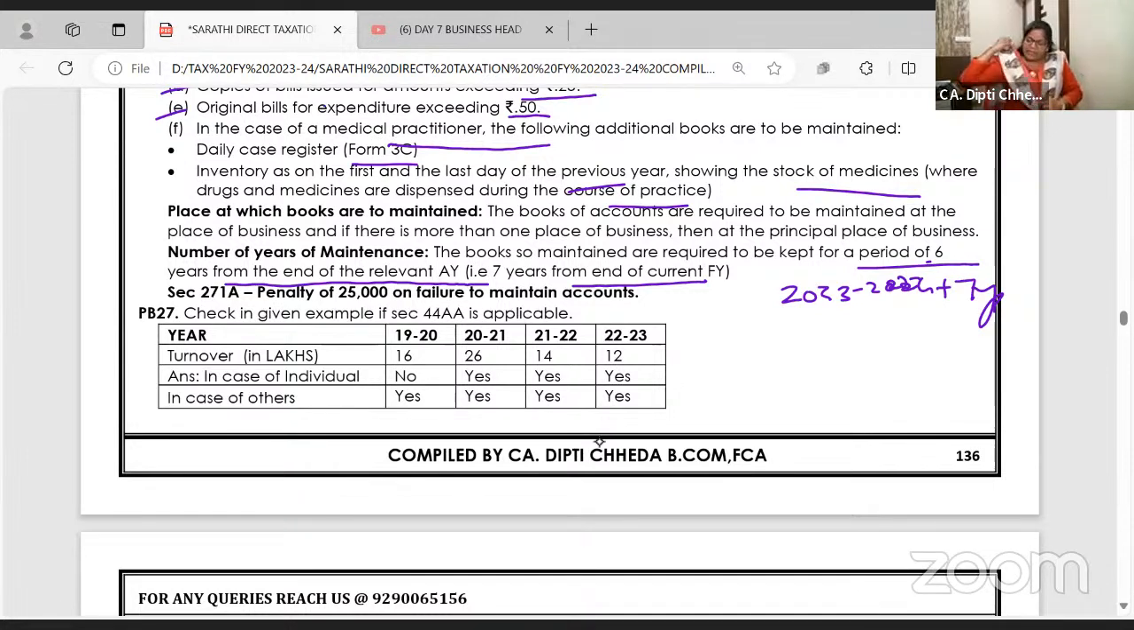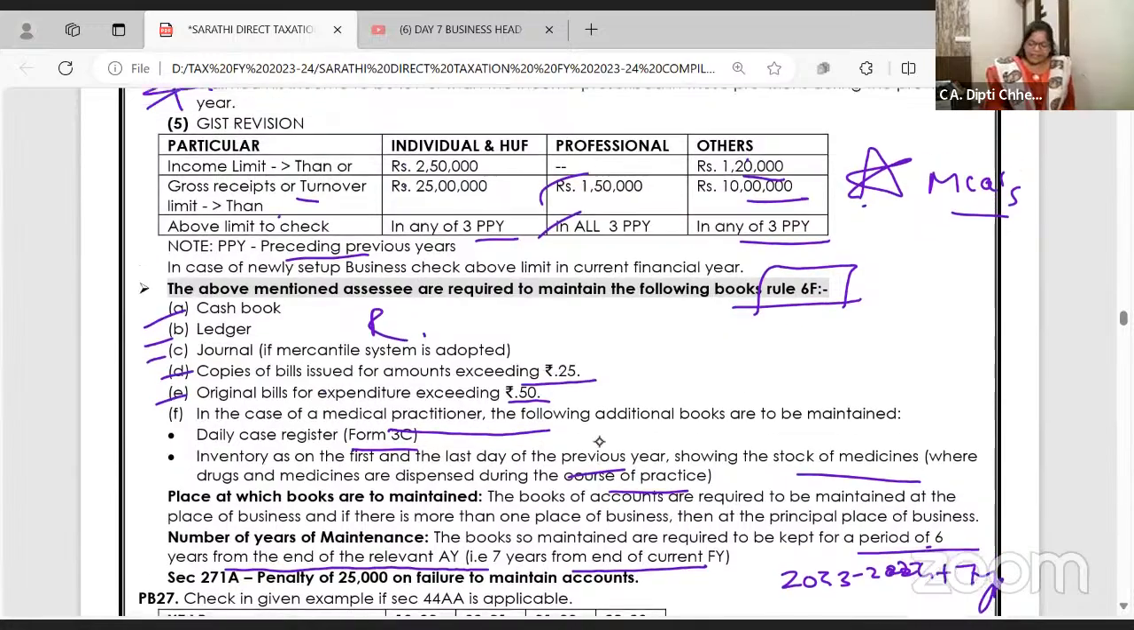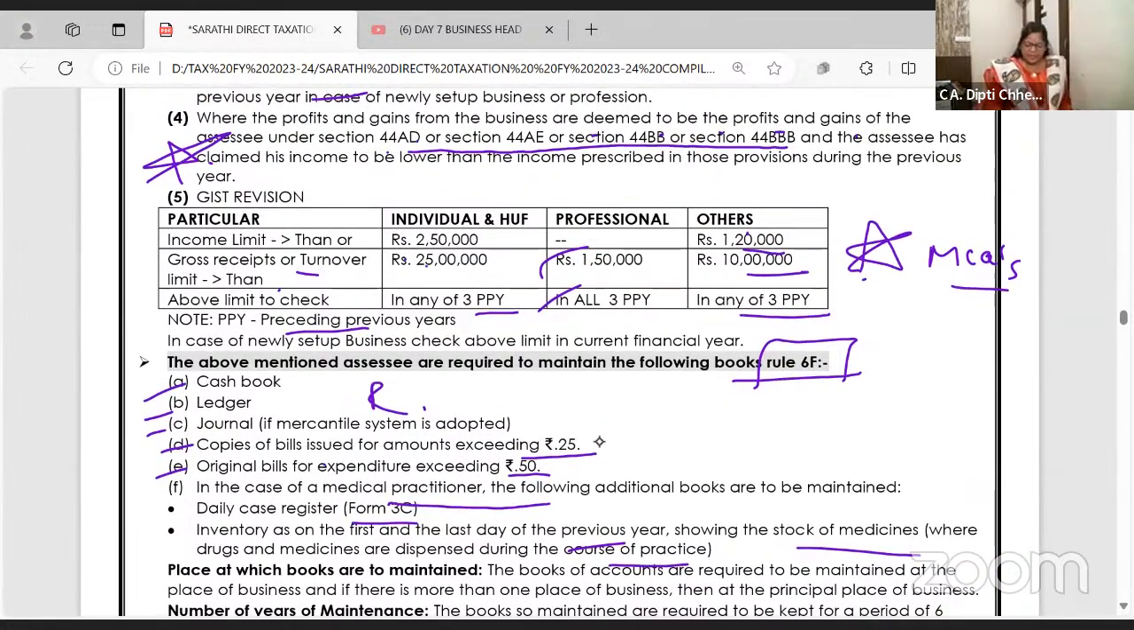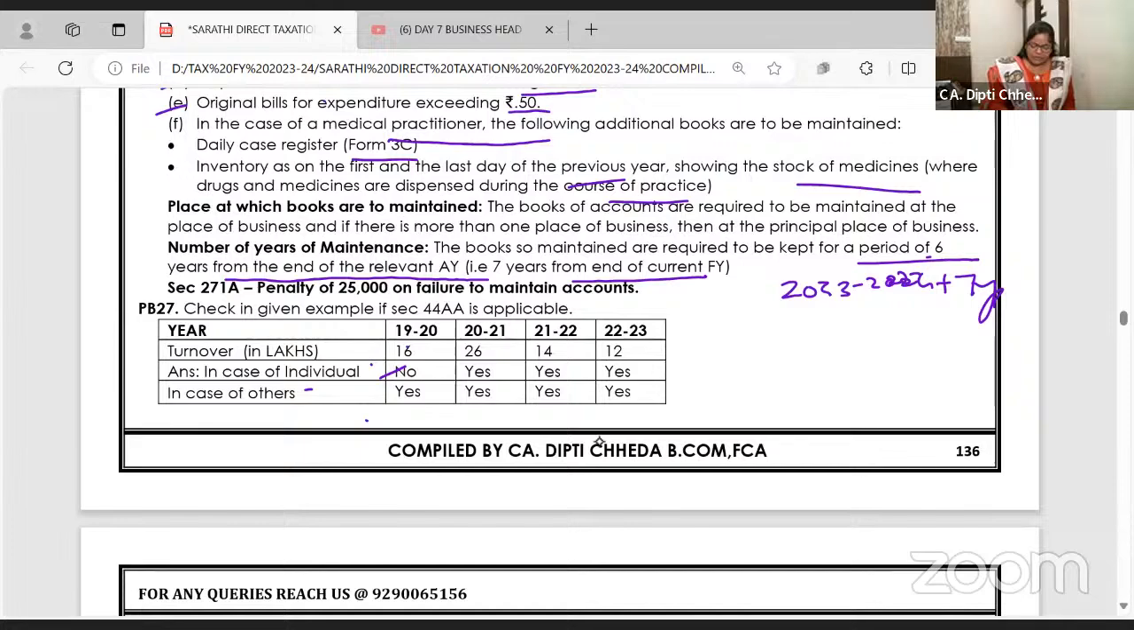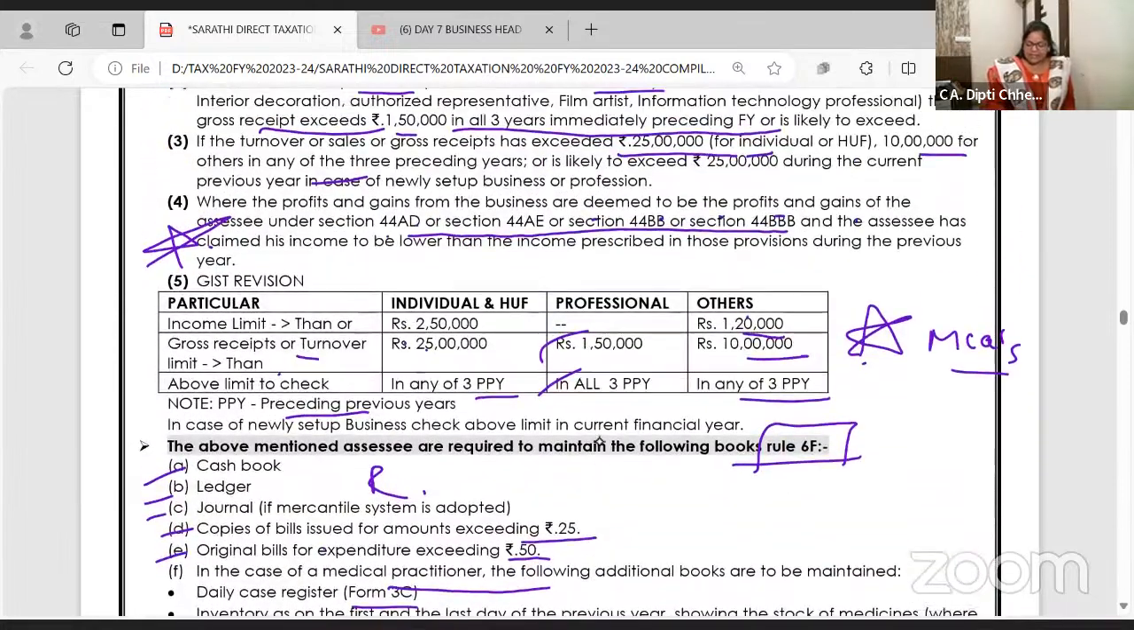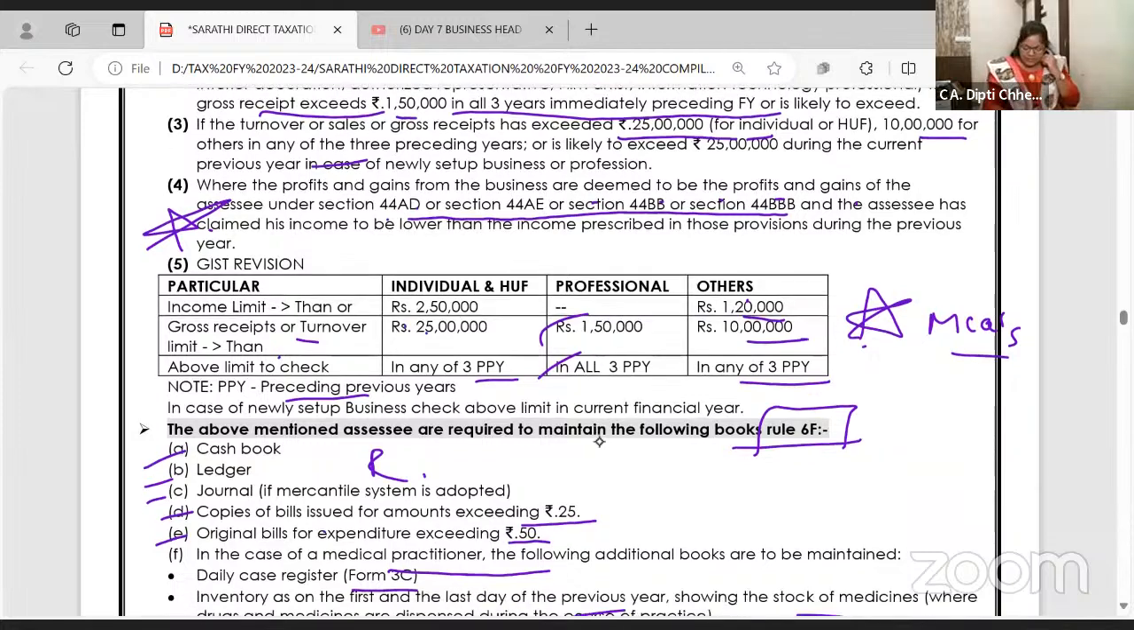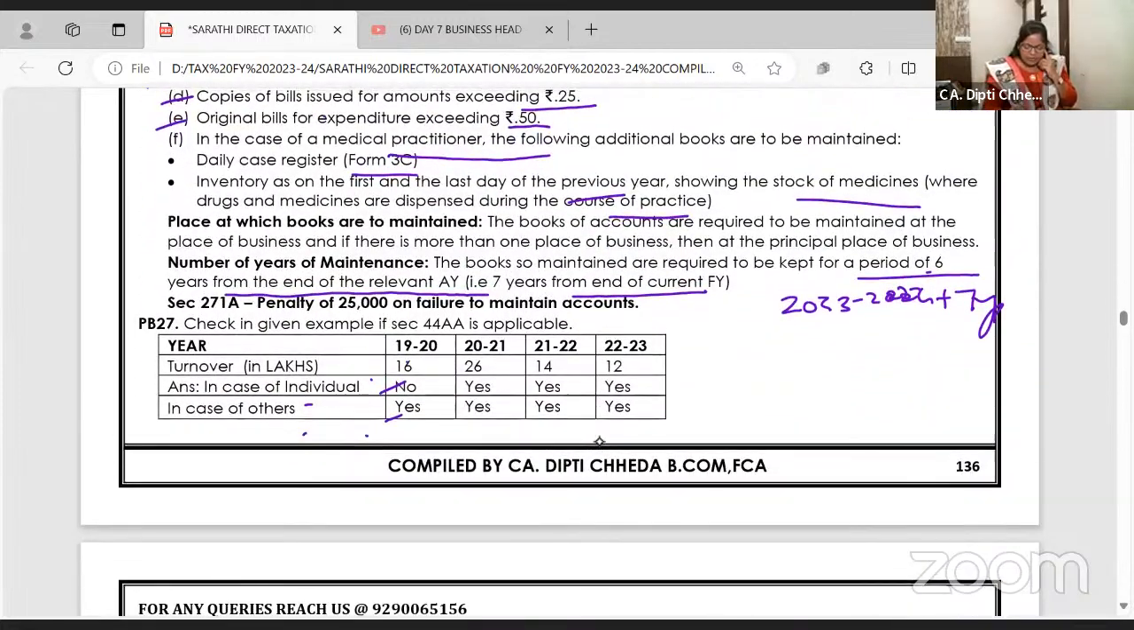Now to check that, let us solve a small question. On my own, I have created and given. देखो इसको पढ़ते हैं एक बार. 1920, the turnover is for the individual and for others. Turnover कितना है, 16 lakhs. तो कितने turnover के बाद है for individual, 25 lakhs. So no need to maintain. But for others, yes. Other than individual, say it is a partnership firm. So if the income exceeds 1,20,000, turnover exceeds 10 lakh, he has to maintain the books. Yes.